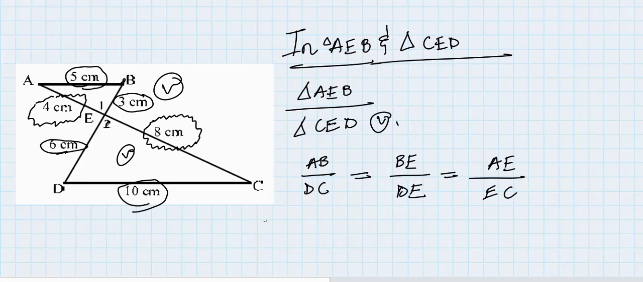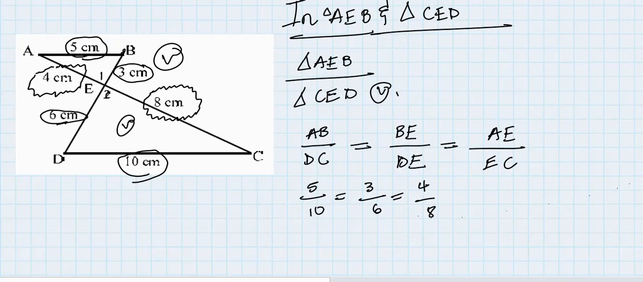And then from there, I start substituting. What is AB? AB is 5. What is DC? DC is 10. What is BE? BE is 3. What is DE? DE is 6. What is AE? AE is 4. What is EC? EC is 8. Now, these fractions have in common that when I simplify them, this is what I get.